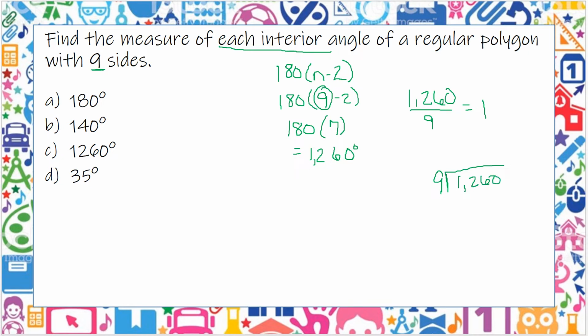So 9 goes into 12 one time. Bring down the 6. 9 goes into 36 4 times. Sorry, I was reading the top number there. Sorry about that. And bring down the 0. 9 goes into 0 0 times. So this is 140 degrees.